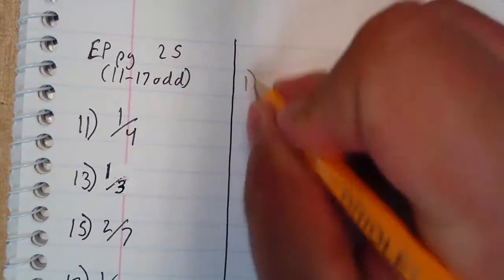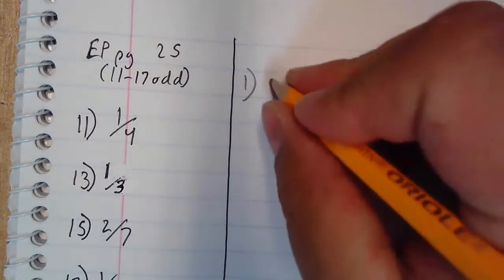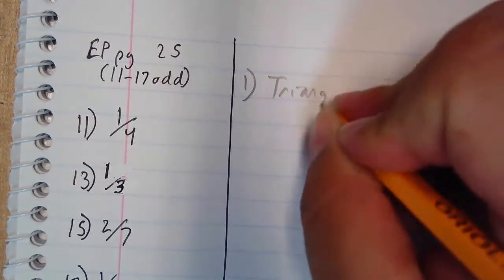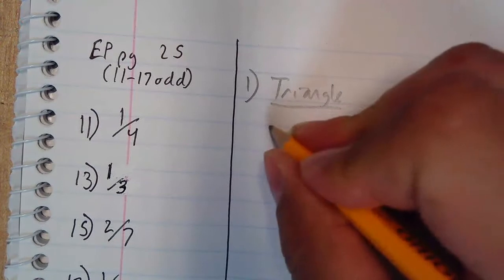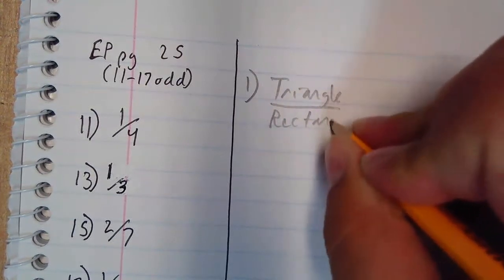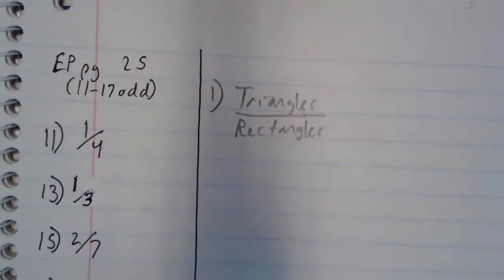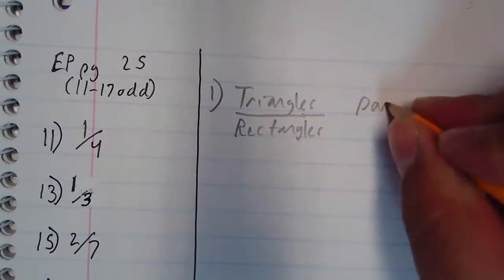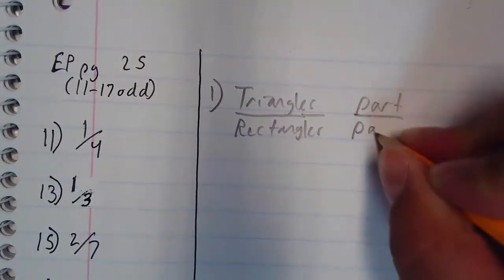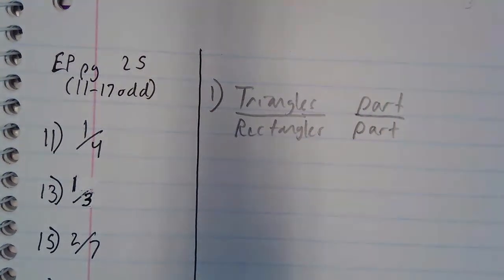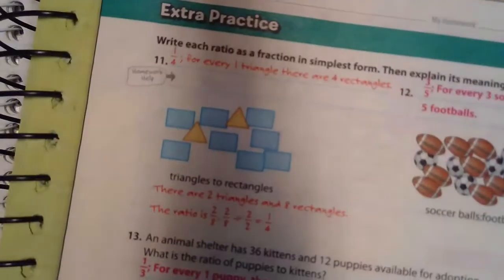Number 11. Read the directions first. The directions say, write each ratio as a fraction in simplest form, then explain the meaning. All right, we're looking for triangles to rectangles. Should both be plural. This is a part-to-part ratio. We're looking at the relationship between the two of them, comparing quantities, but also looking at the relationship.